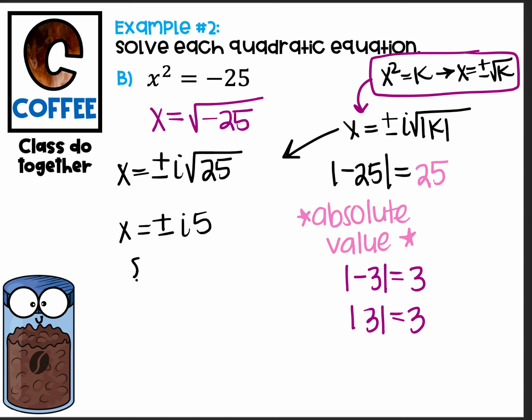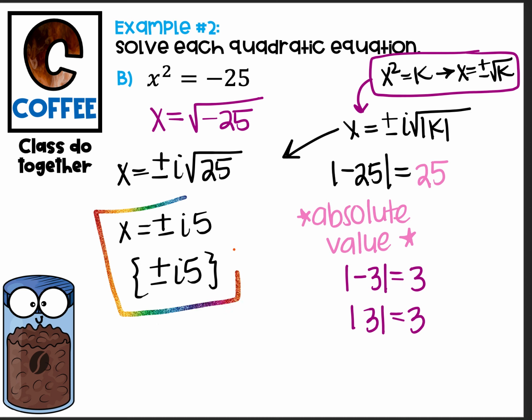Or if you want to, you can use your fancy solution set, positive and negative i 5. And as a side note, if you want to separate them, you can also have i 5, comma, negative i 5. As a side note, i 5 is the same thing as 5i. It's just a different way of writing it. Some textbooks or some professors might use either or. And I might alternate in between them, so I apologize. But i 5 is the same thing as 5i.